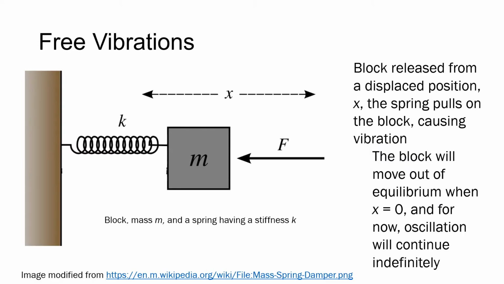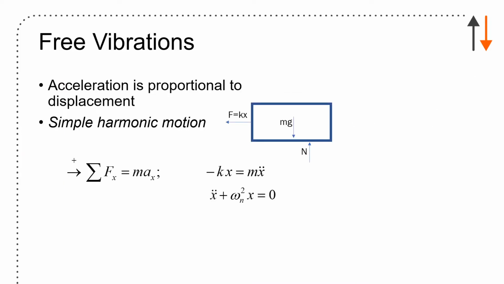So here I'm using an image from Wikipedia. The block is released from a displaced position x. The spring pulls on the block, causing a vibration, and the block will move through equilibrium, where x is equal to 0. And for now, oscillation continues indefinitely. So it'll move back and forth, and the solution we'll find will work that way. Acceleration is proportional to displacement.